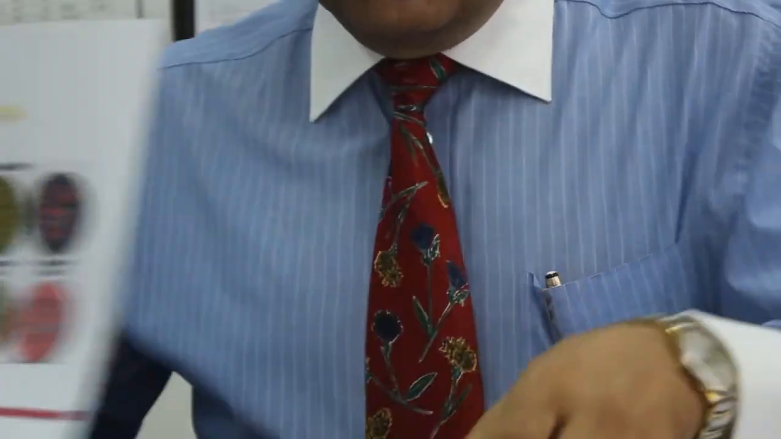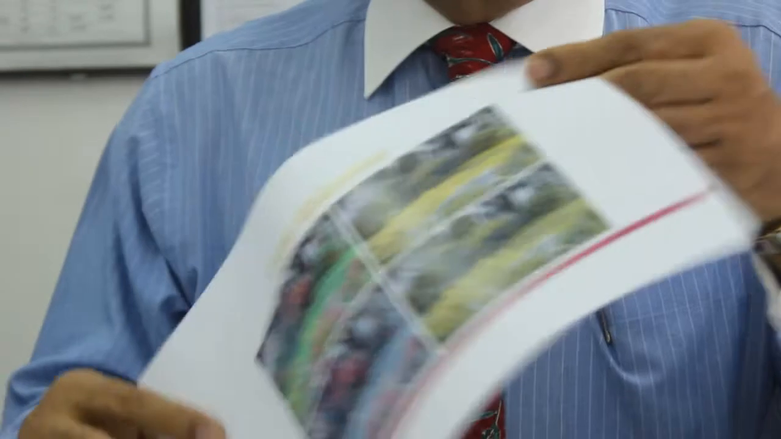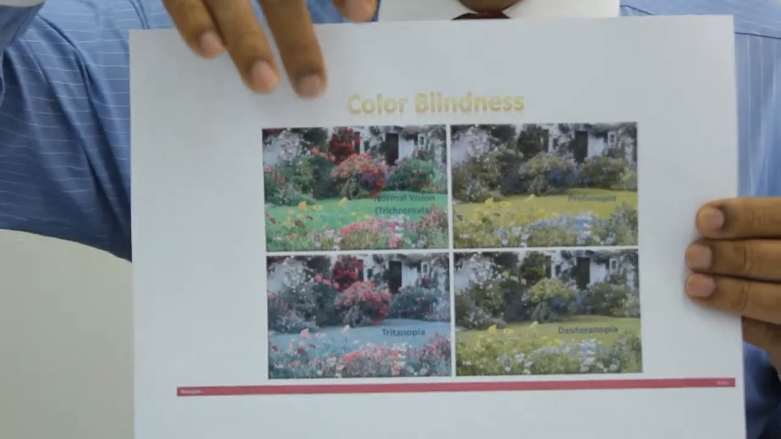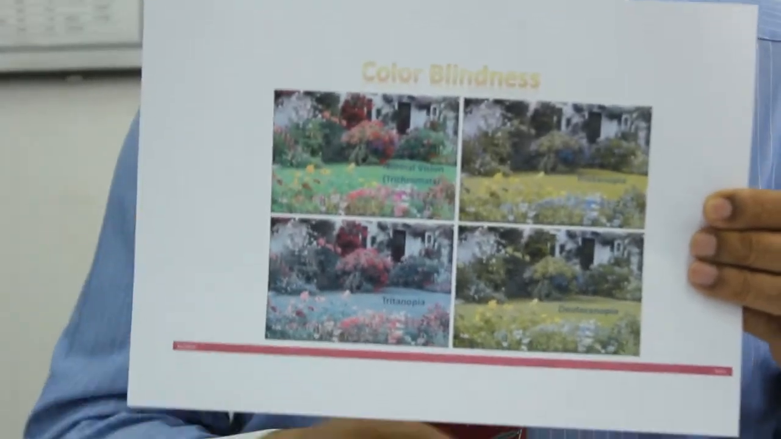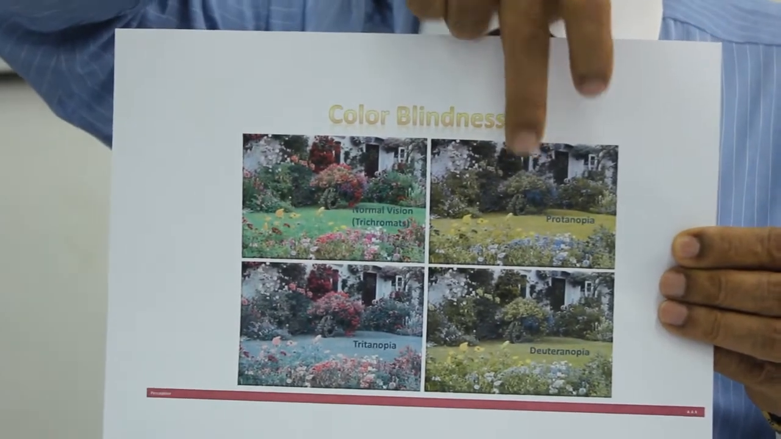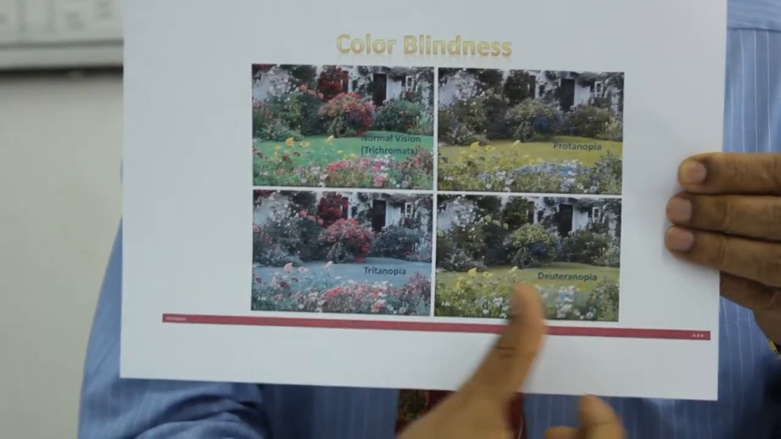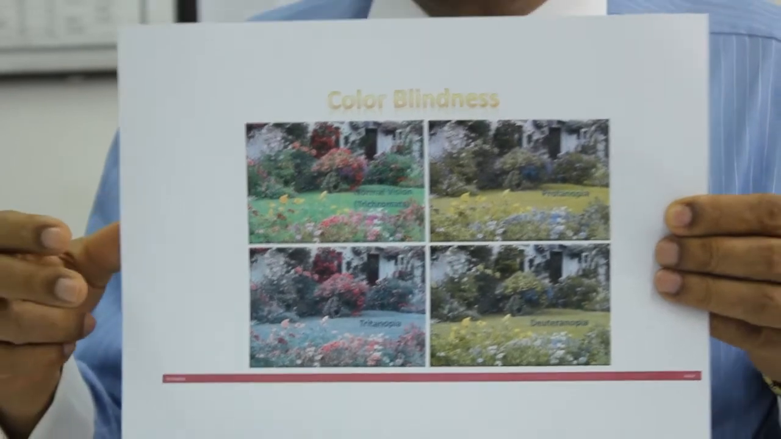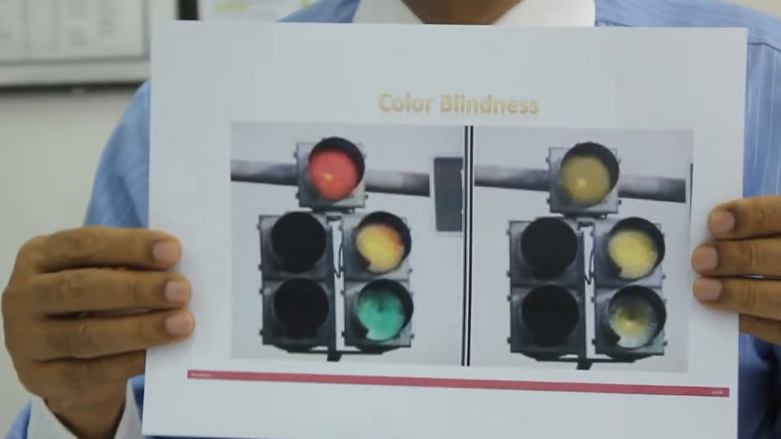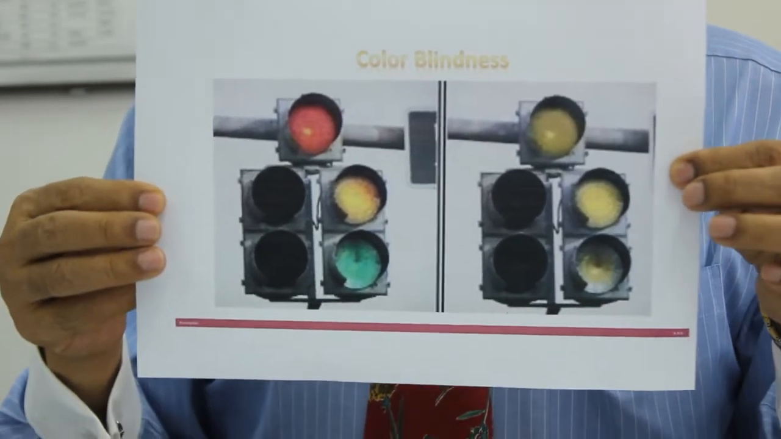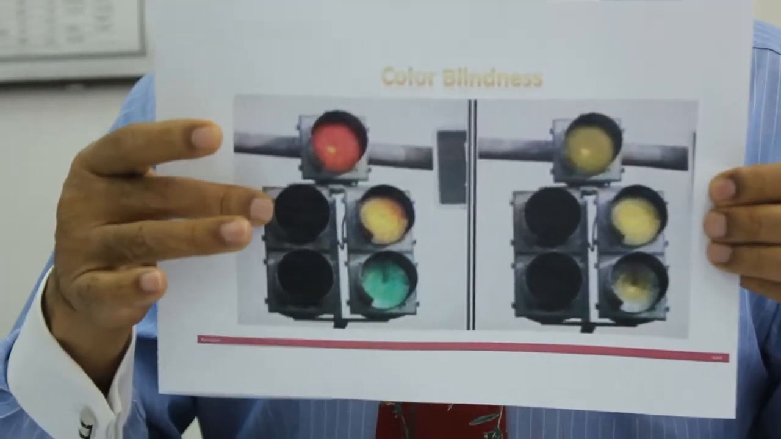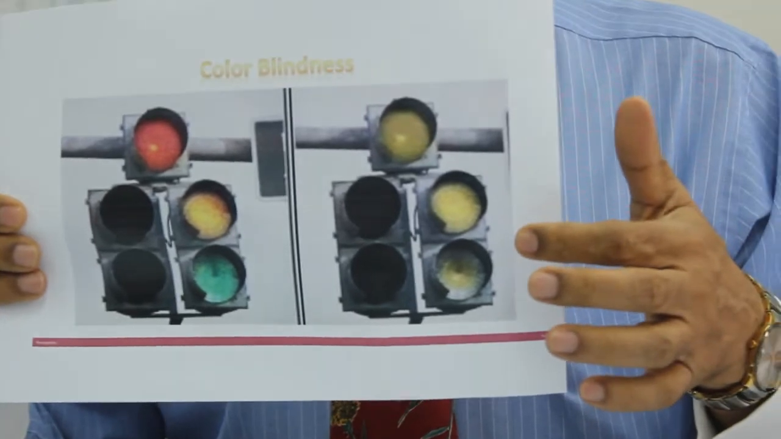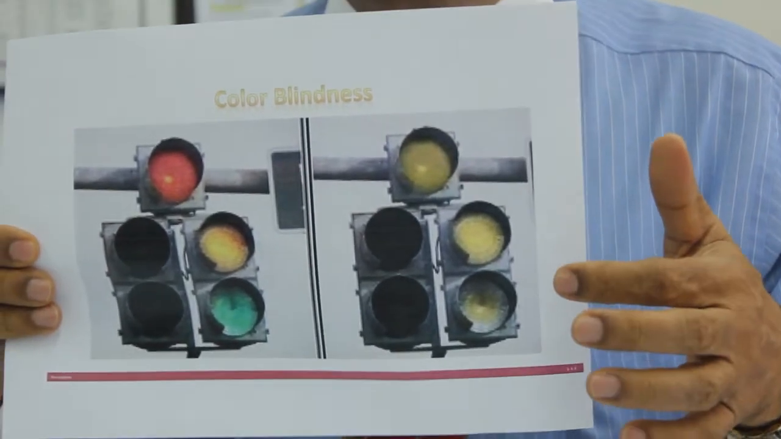I want to show you another photo where this is a normal person's vision. This is a protanope, this is a deuteranope, and this is the tritanope. I want to also show you another picture here, which has the red light, green and yellow light. This is a normal person's vision. This is a person who is suffering from color blindness.